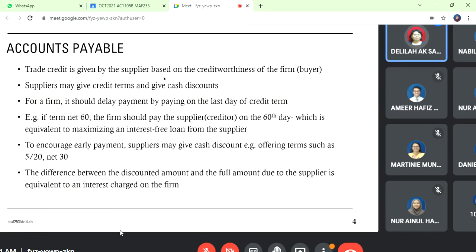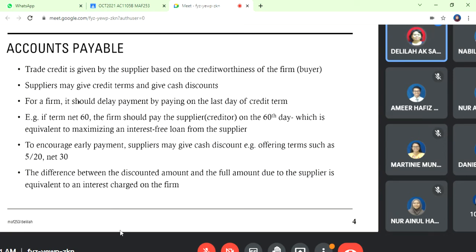The type of trade credit given by your supplier will be determined by your company's or your firm's creditworthiness. Okay, so remember now you are the buyer. As a buyer, you will want to get credit terms from your supplier, your creditor. So your supplier can give you credit terms such as net 30, net 60, net 90. And to motivate you to pay fast, your supplier may give you cash discounts in the same way that you saw last week, when you gave your own customer the cash discount.